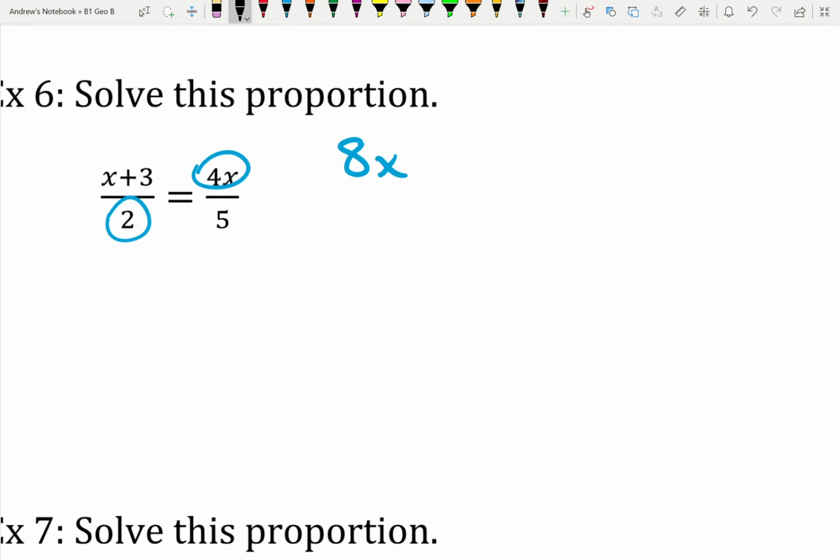So what we're going to do is start it the same way. I have 2 times 4x. 2 times 4x is just going to give me 8x. You're welcome to write it out as its own step, 2 times 4x in parentheses, but if you can do it in your head, it saves you a little bit of writing.